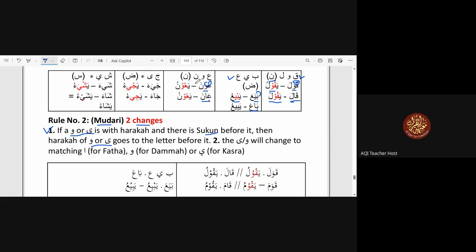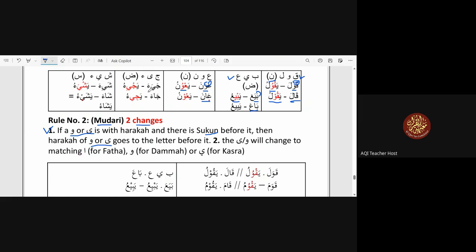Similarly here, awana, this is the root verb, and the root letters are ayn, waw, and nun. So nasara, awana, and yansuru, ya'unu. So here we can see that waw has got harakat and ayn has got sukun. So this is the place where the change is going to happen. And they will exchange the haraka, and after the exchanging of the haraka, we can see ya'unu.